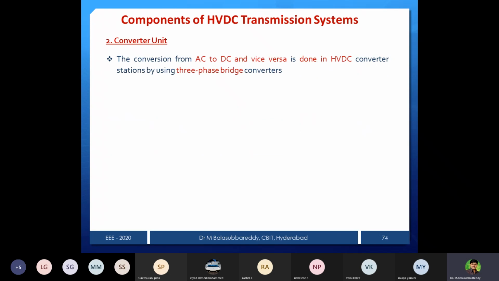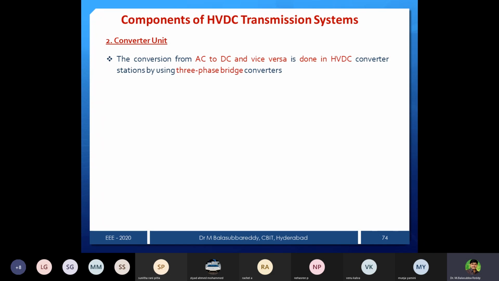Then the converter unit: AC to DC conversion and vice versa is done in the HVDC converter station using three-phase bridge converters. As I mentioned earlier, instead of a 6 pulse converter, in HVDC transmission they preferably use a 12 pulse converter. Based on the voltage rating, we decide whether to connect the devices in series or parallel, and based on that you can configure the number of devices.